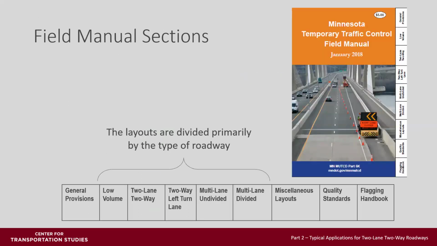As a review, the field manual is divided primarily by roadway type. So first you must determine the type of roadway that the workspace will be located on. Low volume roads are all 2-lane roads with an average daily traffic of 400 vehicles or less in both urban and rural areas. Other key sections are 2-lane, 2-way roadways, which we will be covering this morning, 2-way continuous left turn lane, multi-lane undivided roadways, which will be in part 3, and multi-lane divided roadways also in part 3 of this series.